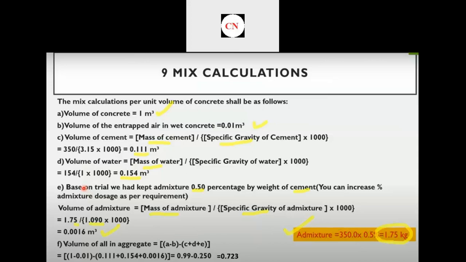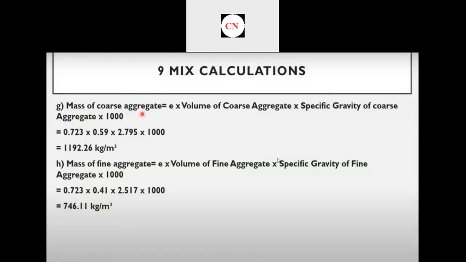Then the volume of all-in aggregate works out to be A minus B minus C plus D plus E. You can refer to A, B, C, D, E in the above steps, and substitute the same here. Finally we get the volume of all-in aggregate as 0.723 meter cube.